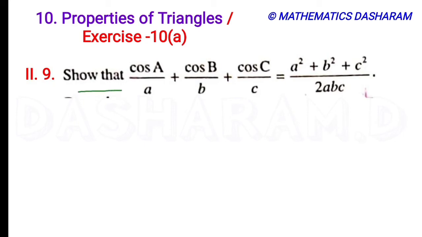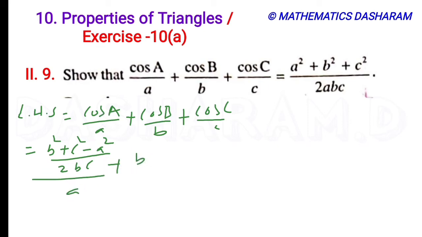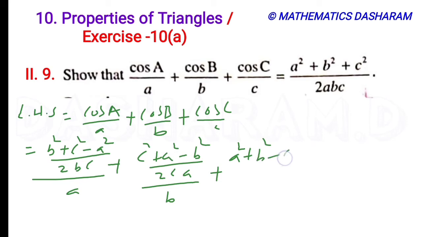Ninth question: show that cos A by A plus cos B by B plus cos C by C equals (A square plus B square plus C square) all divided by 2ABC. From the cos rule, the cos A formula is (B square plus C square minus A square) divided by 2BC, and here the denominator A is given, so divided by A. Cos B formula is (C square plus A square minus B square) divided by 2CA, divided by B. Cos C formula is (A square plus B square minus C square) by 2AB, divided by C.